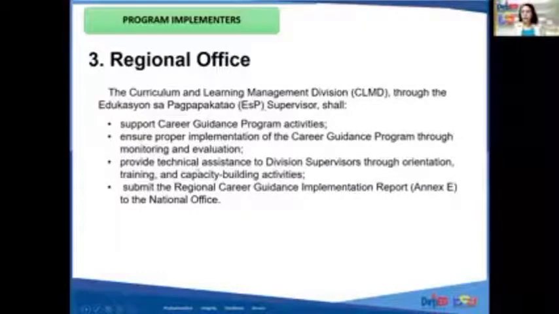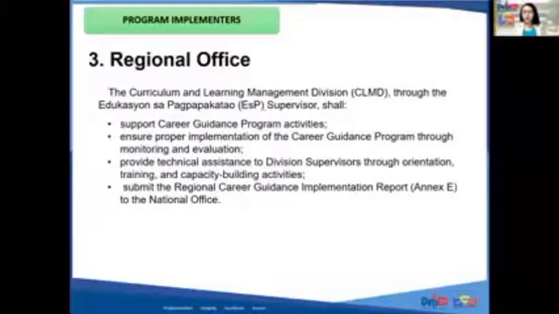Now, in the regional office, so the Curriculum and Learning Management Division or the CLMD, through the Edukasyon sa Pagpapakatao Supervisor shall support career guidance program activities, ensure proper implementation of the career guidance program through monitoring and evaluation, provide technical assistance to division supervisors through orientation, training, and capacity building activities, and submit the Regional Career Guidance Implementation Report or the Annex E to the National Office, no?